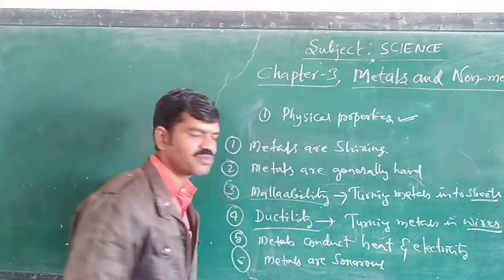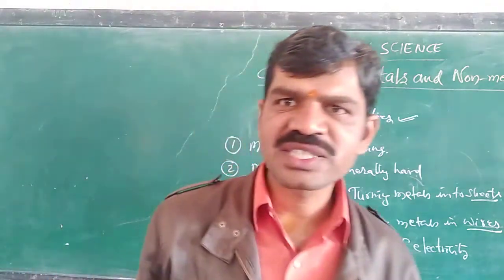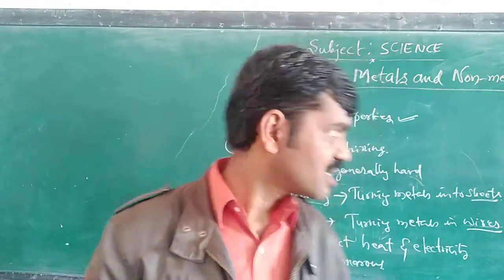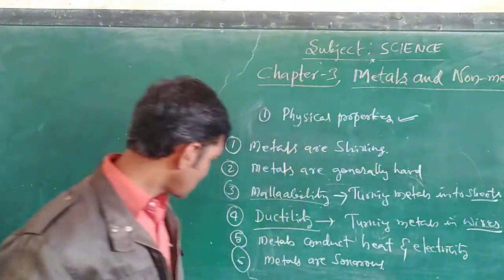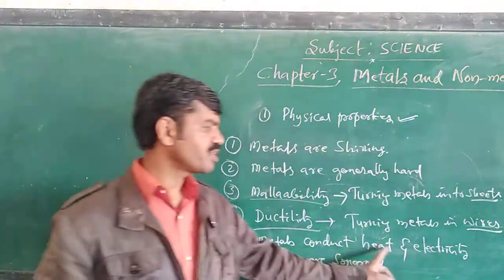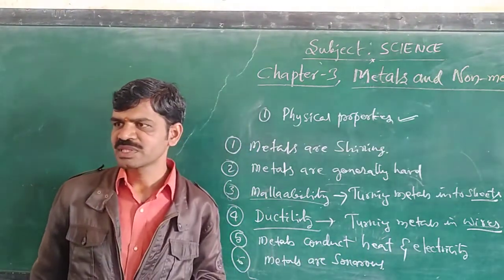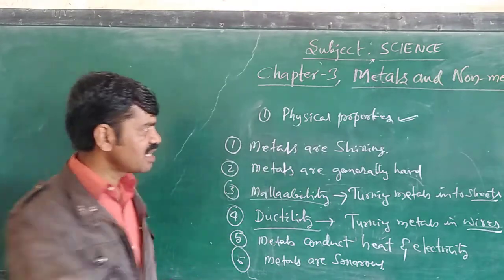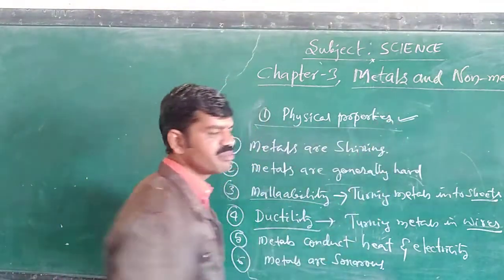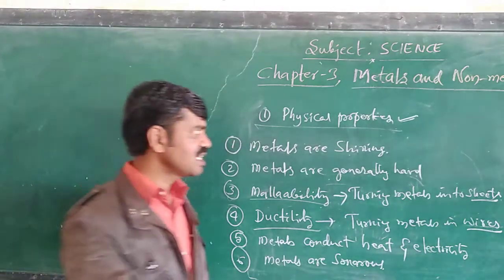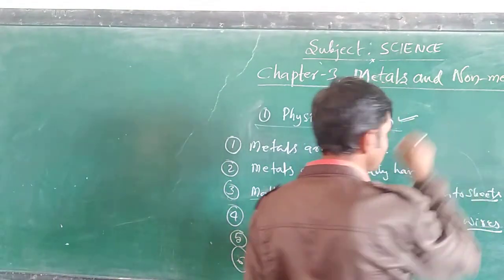Dear students, the properties that have been discussed right now are the properties of metals. There are 7 points, if we count heat and electricity as 2 points. So these are the very important general properties of metals. This is all about metals, and let us see the properties of non-metals.